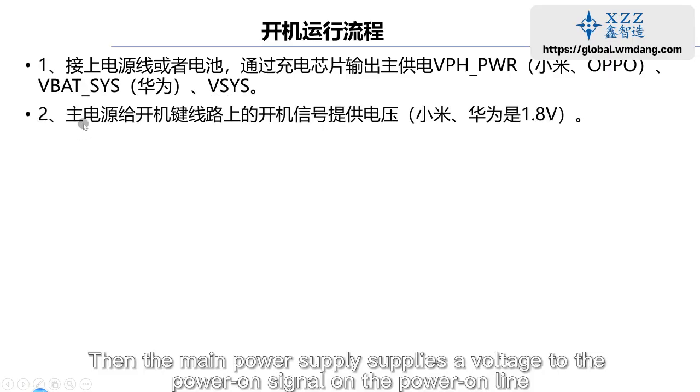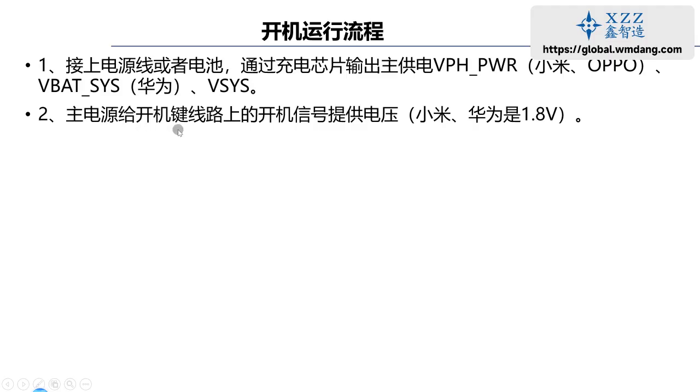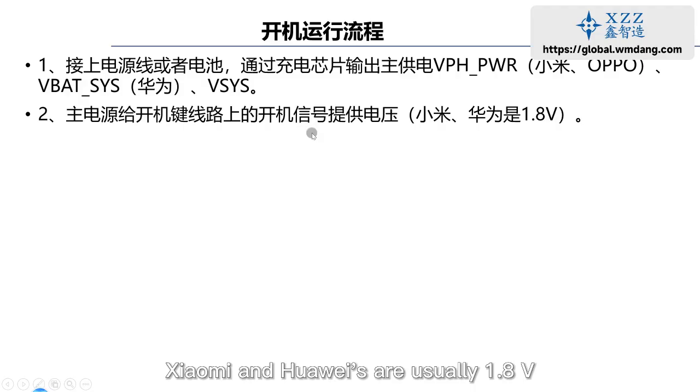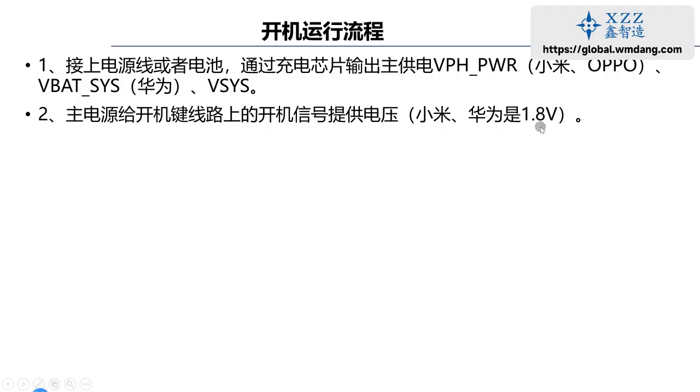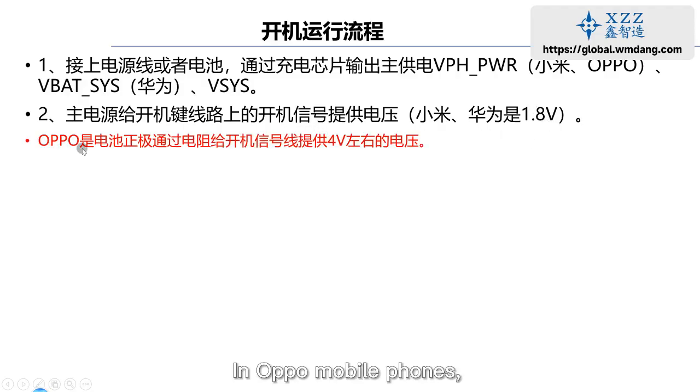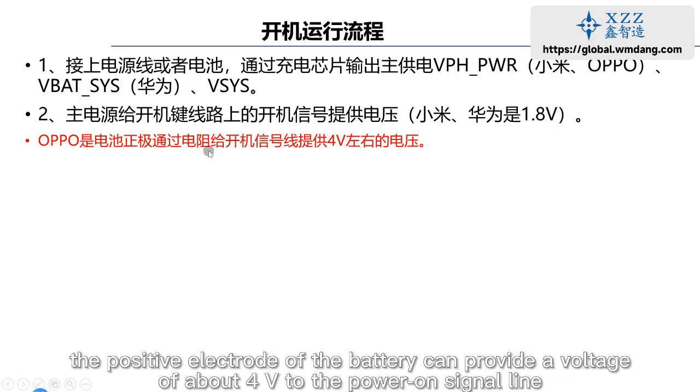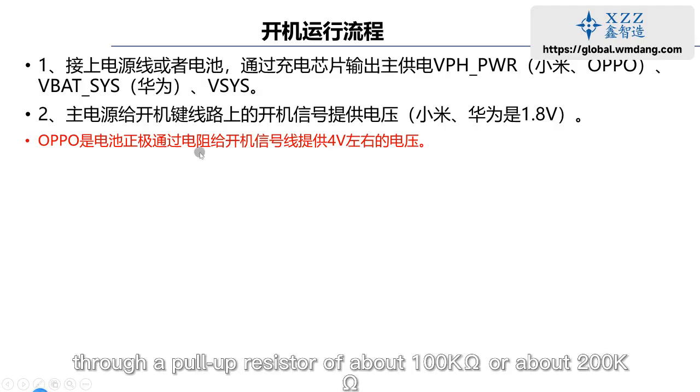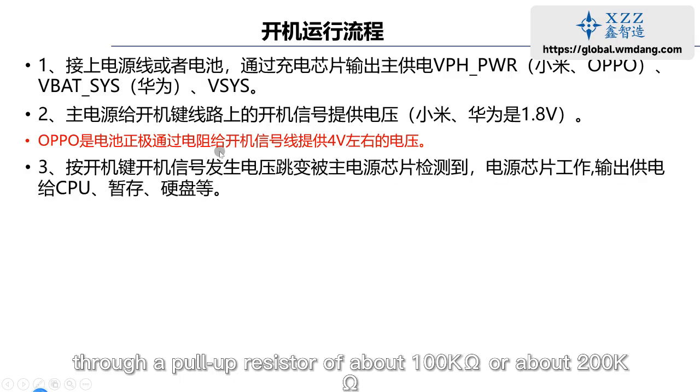Then the main power supply supplies a voltage to the power on signal on the power on line. Xiaomi and Huawei's are usually 1.8 volts. In Oppo mobile phones, the positive electrode of the battery can provide a voltage of about 4 volts to the power on signal line through a pull-up resistor of about 100 kilo-ohms or about 200 kilo-ohms.